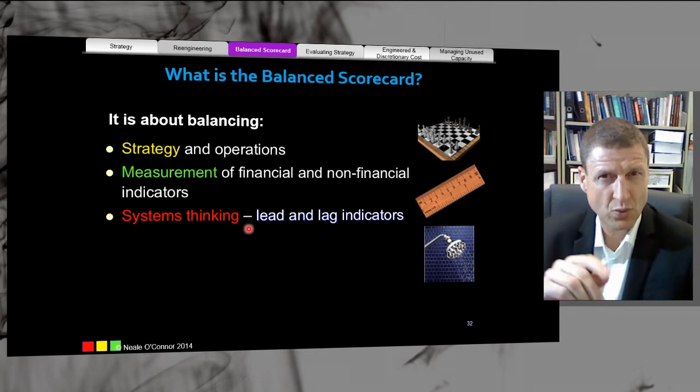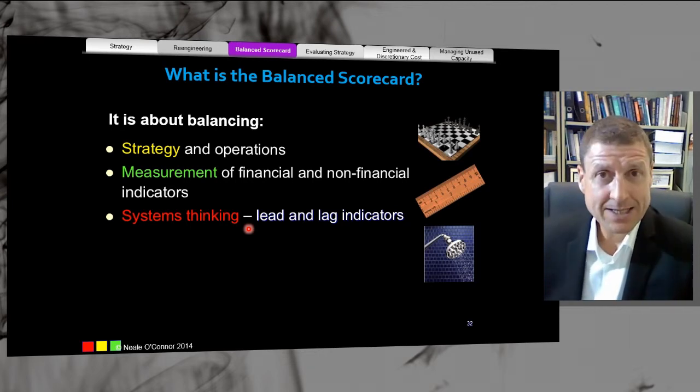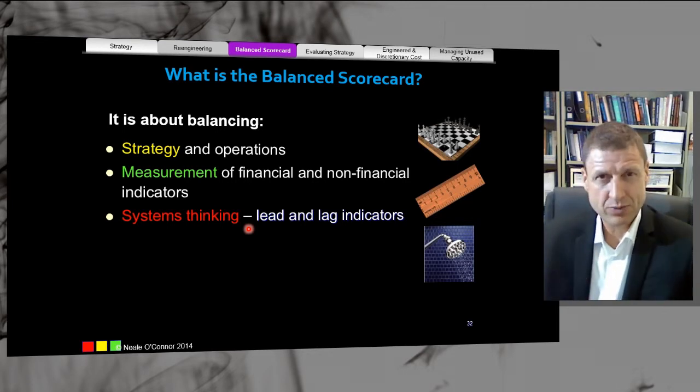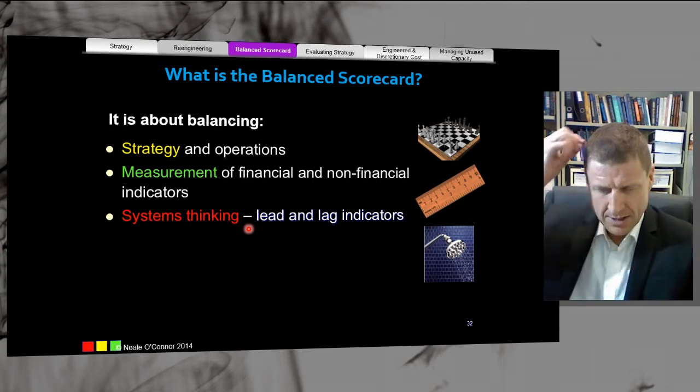O'Connor has a special way of teaching us what the Balanced Scorecard is about. Oh, really? What is that? It's SMS. What are you talking about? You're not allowed to play on your phone in the classroom, are you? What is O'Connor doing in the classroom? So, no. SMS, we know, short message service on the phone, yeah, but we don't do that. SMS: strategy, measurement, and systems thinking. That is what the Balanced Scorecard is.